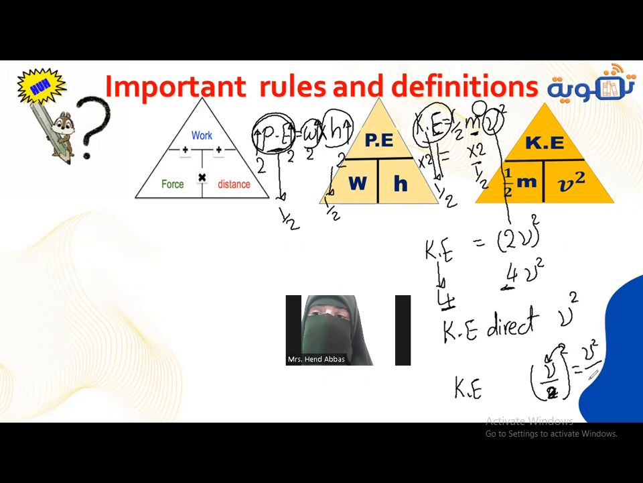Okay, and here, yes, it's 4. So 1 over 4. So the kinetic energy will decrease to a quarter. Okay, let's see those very important definitions.